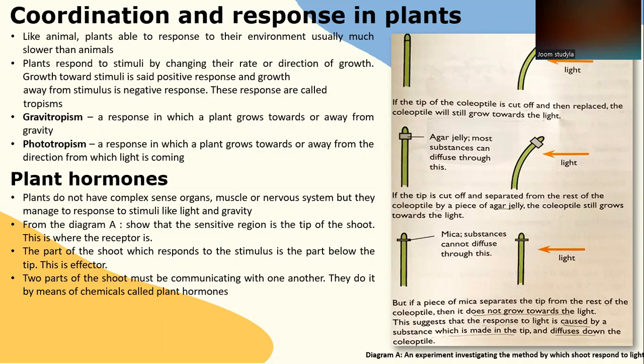Plant hormones. Plants do not have complex sense organs, muscles, or a nervous system, but they manage to respond to stimuli like light and gravity. So from diagram A, it shows that the sensitive region is the tip of the shoot. This is where the receptor is. And then the part of the shoot which responds to stimuli is the part below the tip. This is the effector.